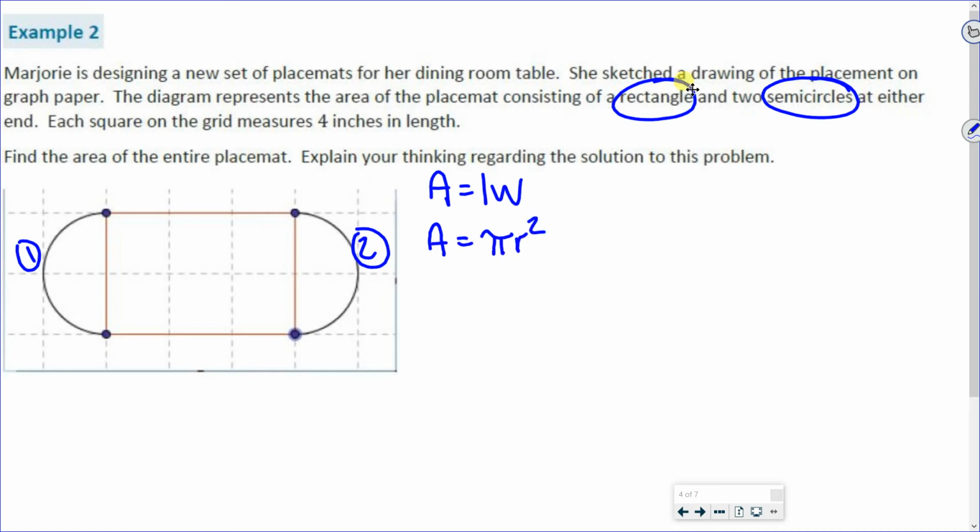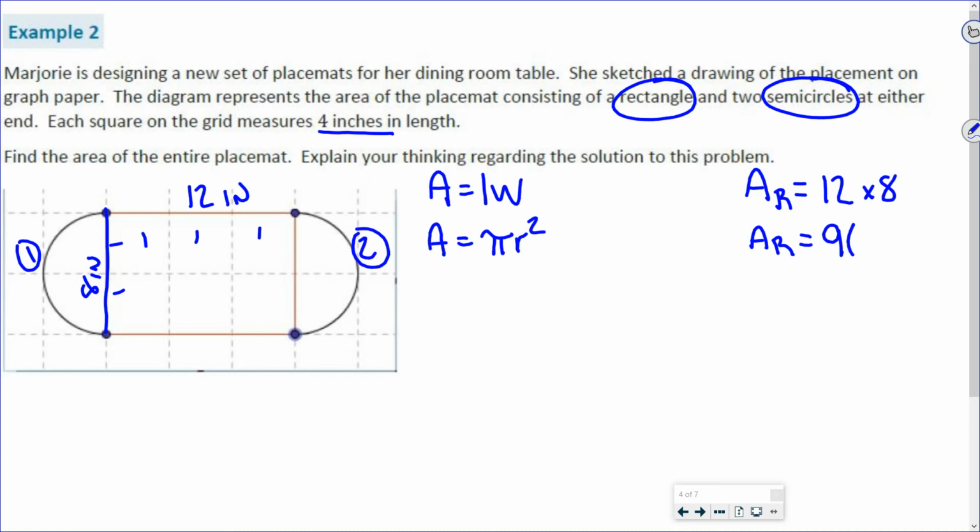Now I need to find my dimensions. Now it says each square on the grid measures 4 inches in length. So that's 1, 2, 3. So that's 12 inches. This is 1, 2. So this is 8 inches. Now this line here is also known as the diameter. The diameter of our circle is also 8 inches. So remember that. Let's go ahead and find the area of the rectangle. Okay, I'm going to put area and then put a little r down here to represent the rectangle. The length is 12 inches. The width is 8 inches. That means the area of the rectangle is going to equal 96 inches squared.